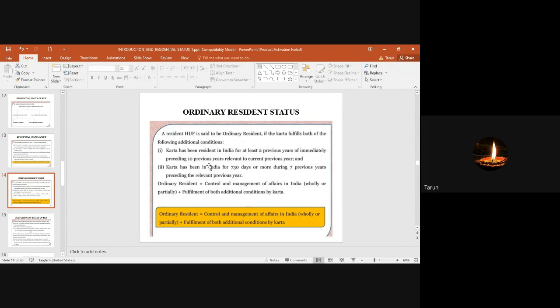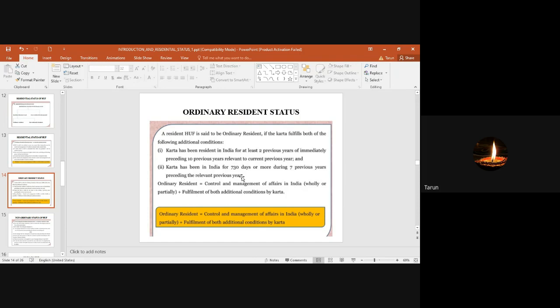First, the Karta has to be resident in India for 2 years out of the 10 previous years. Second, the Karta has been in India for 730 days or more during the 7 previous years preceding the relevant previous year. So these are the two conditions, almost the same as in individual cases. The major difference is the Karta in the case of a Hindu undivided family.